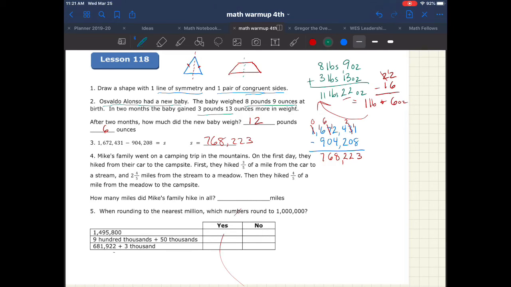Moving on to number 4, Mike's family went on a camping trip to the mountains. On the first day, they hiked from their car to the campsite, and they hiked 3/5 of a mile. First, they hiked 3/5 of a mile from the car to a stream, and 2 4/5 miles from the stream to a meadow. Then they hiked 4/5 of a mile from the meadow to the campsite. So how many miles in all?